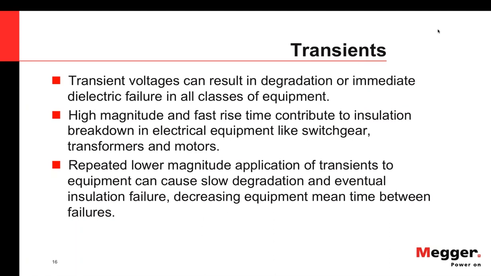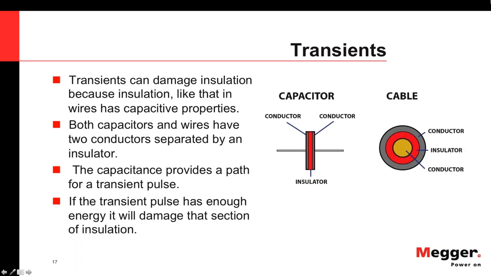And you can either have a very severe transient that causes an instantaneous breakdown, or repeated low magnitude transients will slowly degrade the insulation. And over time, you will get a failure in that insulation. And when we look at wire or cable, it's not much different than a capacitor. Basically, in a capacitor, you have two plates or two conductors that are separated by an insulator. In a cable, we have the shield and the center conductor, which is also separated by an insulator. So we basically have a capacitor there.